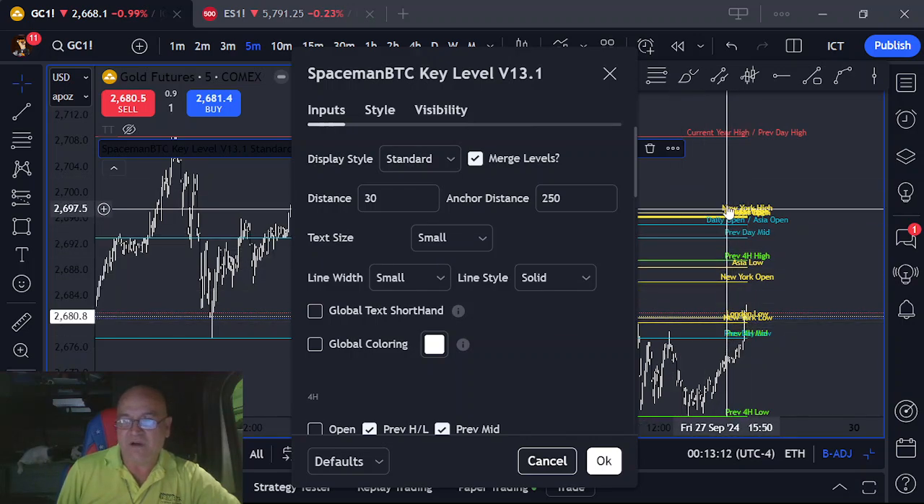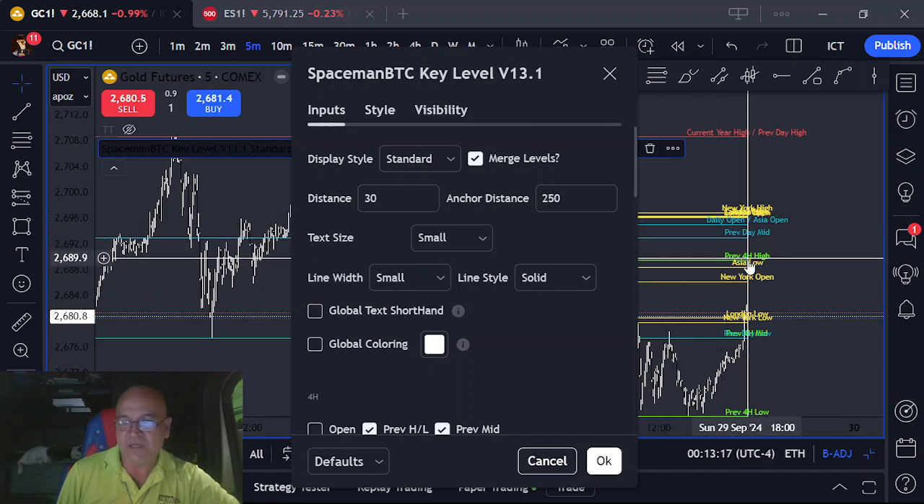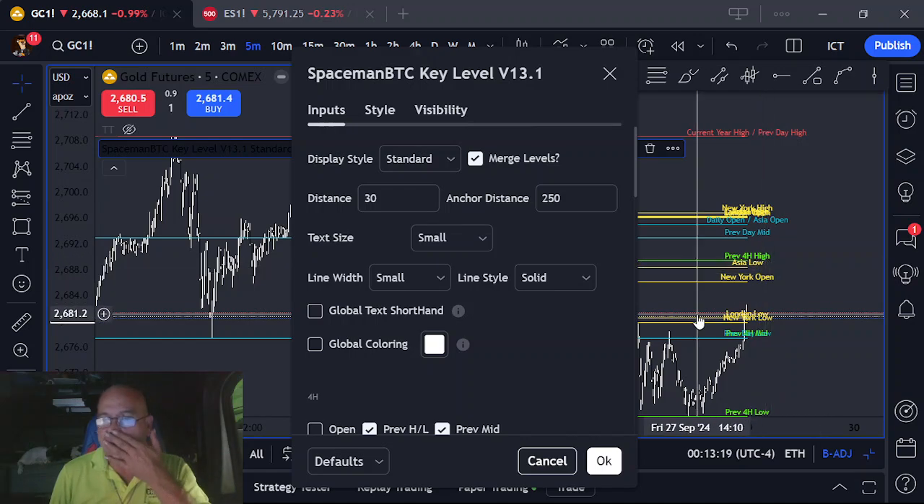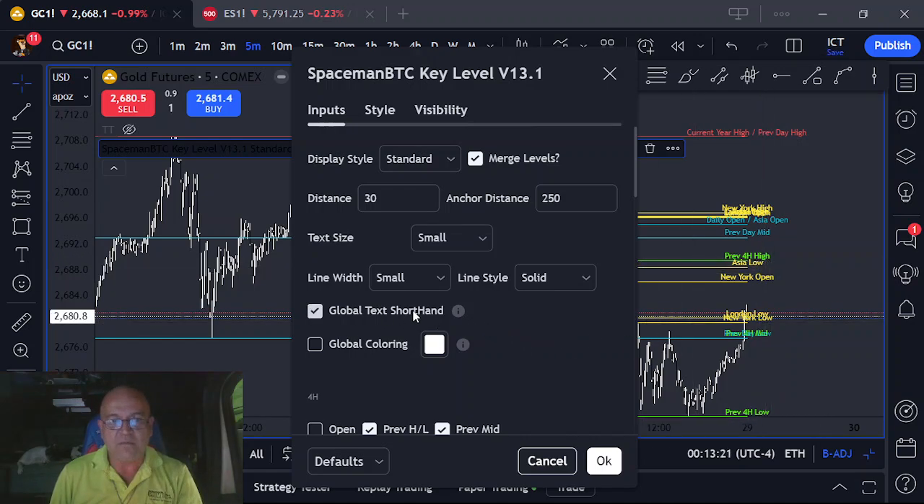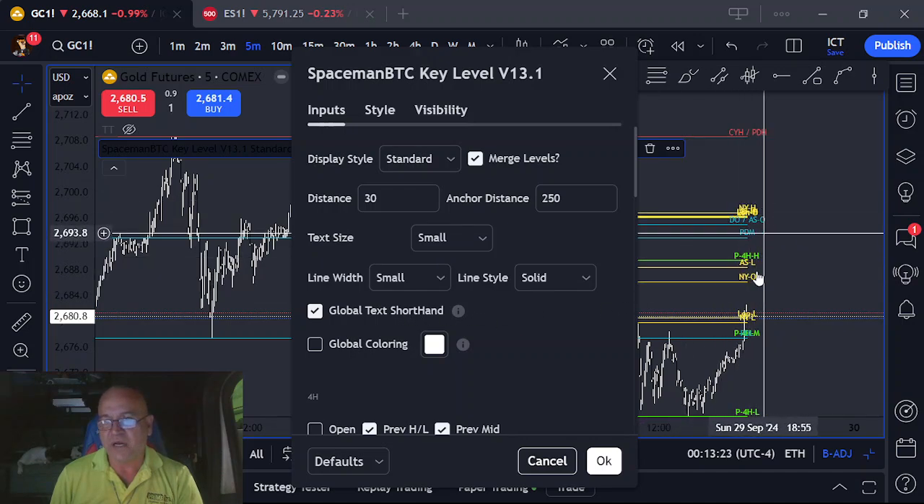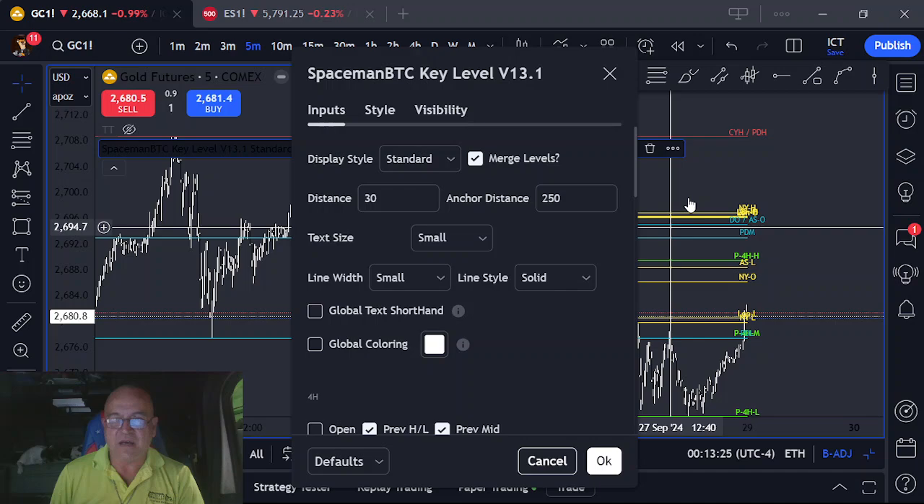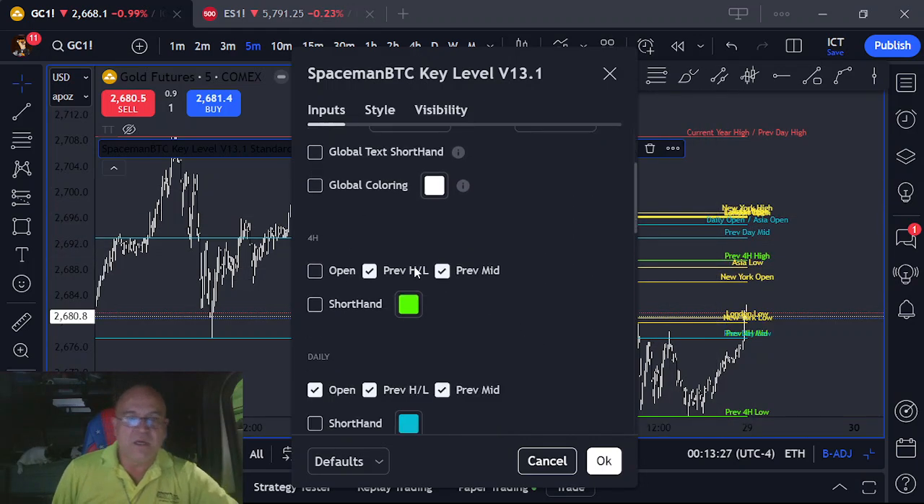So we have all of our levels marked. We can shorthand those into abbreviations if we want using global shorthand, or you can just have the full spell out. I found that this gives me the levels for the previous 4 hour candle, which is fantastic to have. I don't use the open, but I do want to see the high and the low and the midpoint.